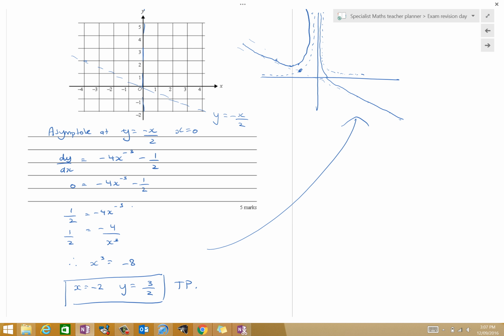Of course, you don't really need to draw anything else. If I was to have a look at the graph of 2 on x squared, when x equals 1, y would be equal to 2. When x equals minus 1, y would be equal to 2. So that's not the greatest graph, but you can see what we've got. Let's put in the point minus 2, 3 on 2. So we're going to have a graph like this, and label the coordinates minus 2, 3 on 2.